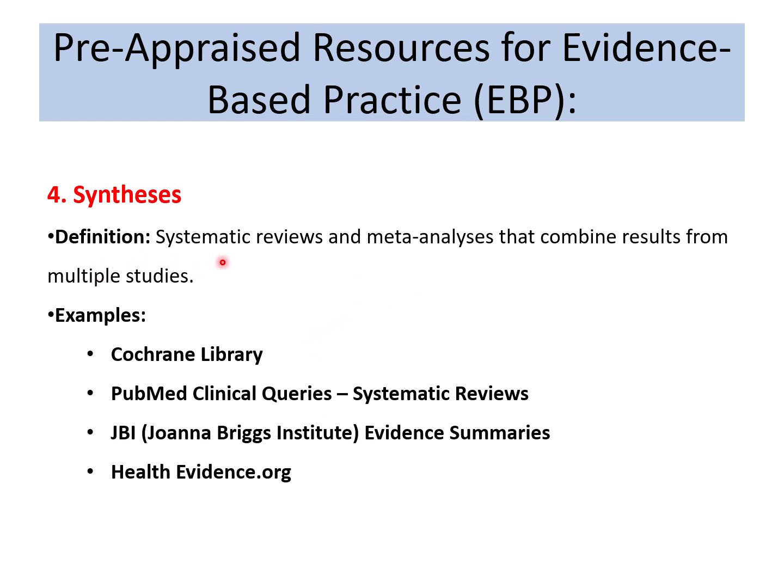Syntheses: systematic reviews and meta-analyses that combine results from multiple studies. They are called syntheses, or synthesizing evidence through these studies. So we have Cochrane Library, PubMed Clinical Queries or Systematic Reviews, JBI Evidence Summaries, and healthevidence.org. These are the platforms where you can find systematic reviews and meta-analysis summaries. And from here, you can select any recent evidence for your journal club and later on for your research.